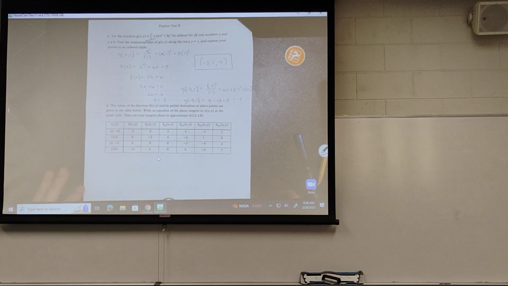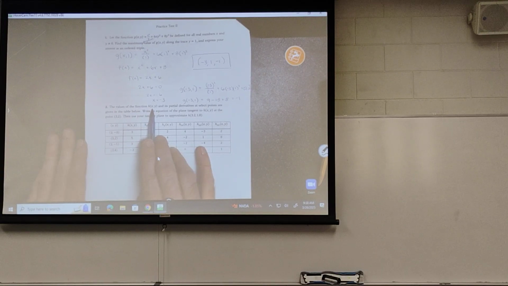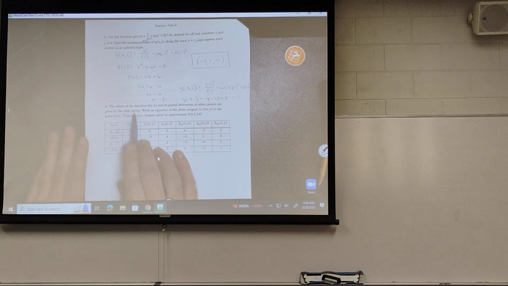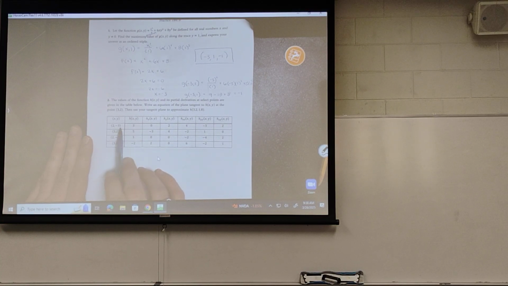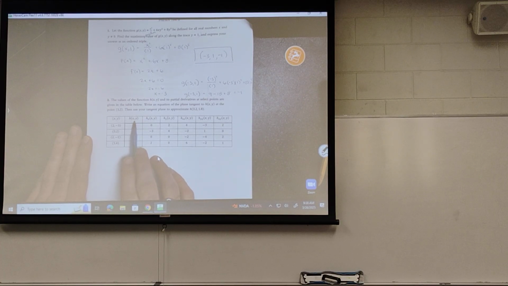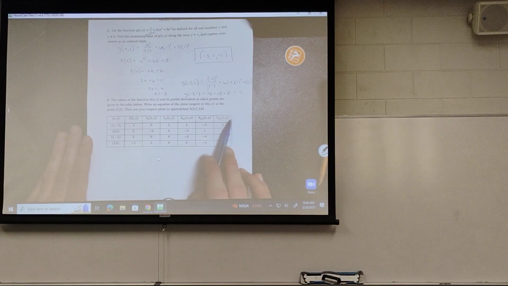Number 2. Values of the function h and its partial derivatives at select points are given in the table below. Just quickly glancing at the table, it looks like I've got different points. These are all inputs. It's going to give me the function's value, partial with respect to x, partial with respect to y, my second partials for each, and only one of my mixed partials. And I think we quickly remember that it's kind of redundant to have the other mixed partial because those would be the same thing.